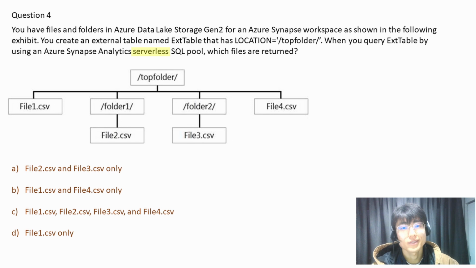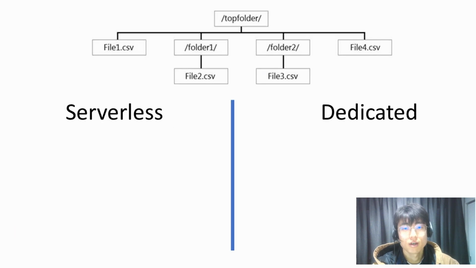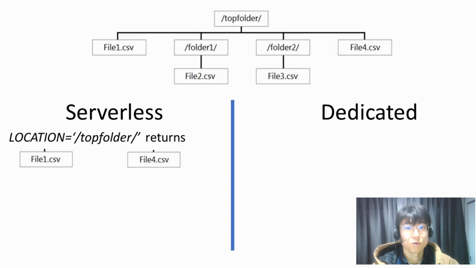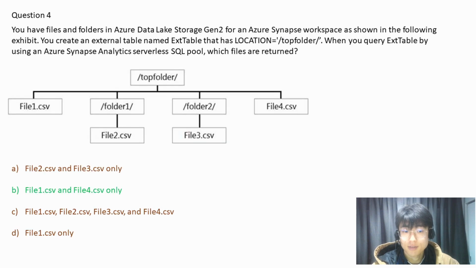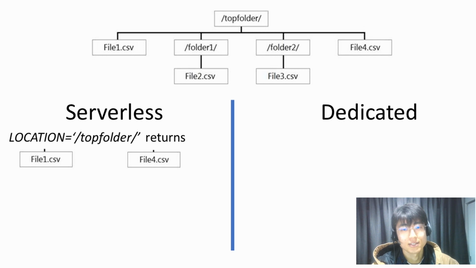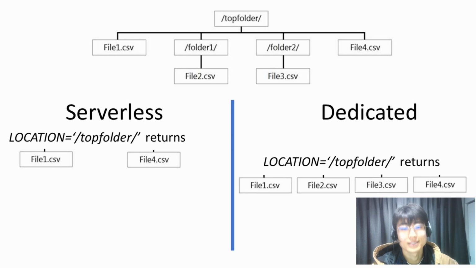So for serverless SQL pool, only the files in the very folder that we are looking at, in this case the top folder, are returned. For this question, the correct answer is B, file 1 CSV and file 4 CSV only. If the question was exactly the same but asking about the dedicated SQL pool, then the answer would be C, all the files would be returned.